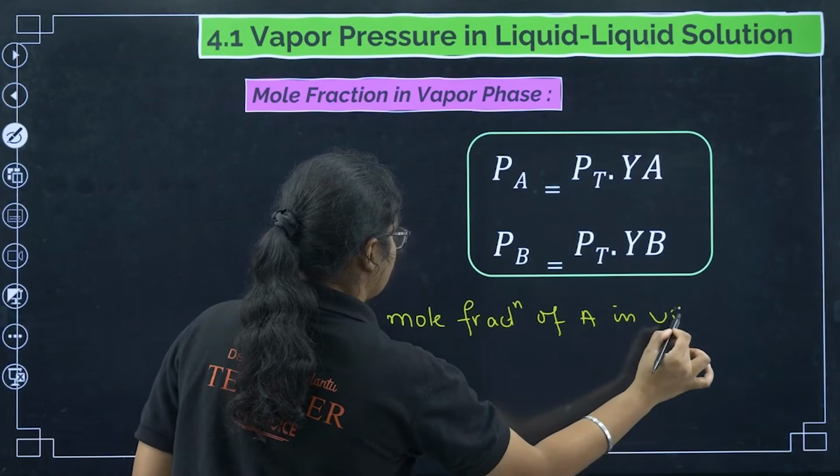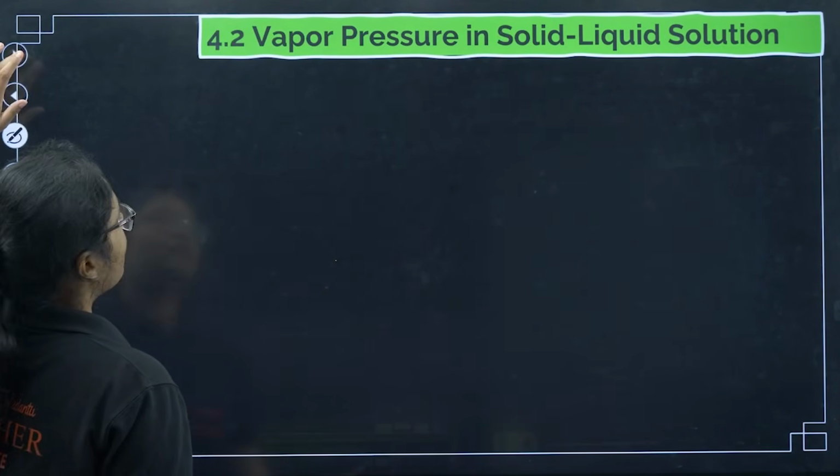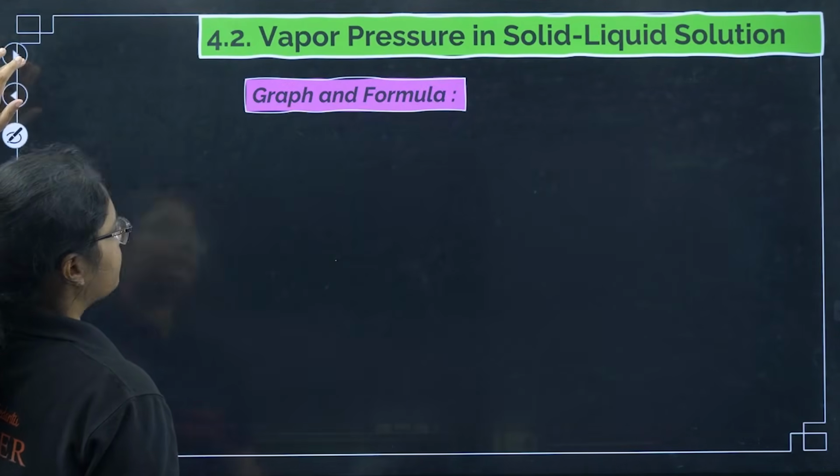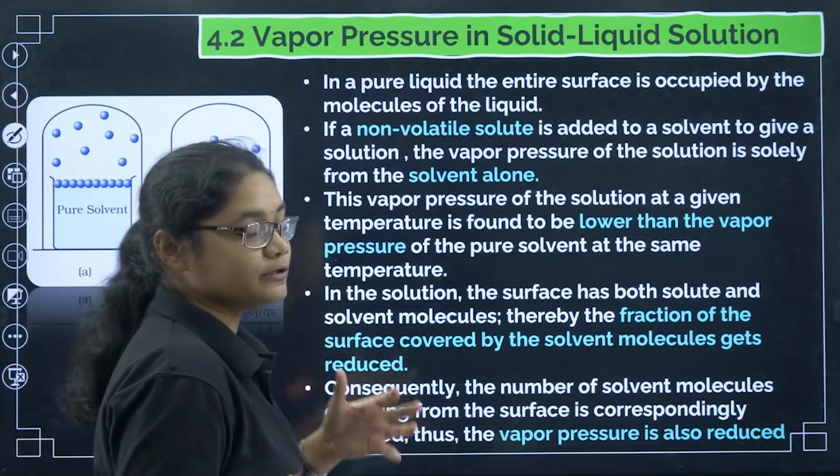So what is YA? Mole fraction of A in the vapor phase. Okay. Moving forward, we have vapor pressure in solid liquid solution. So in a solid liquid solution, what will happen?